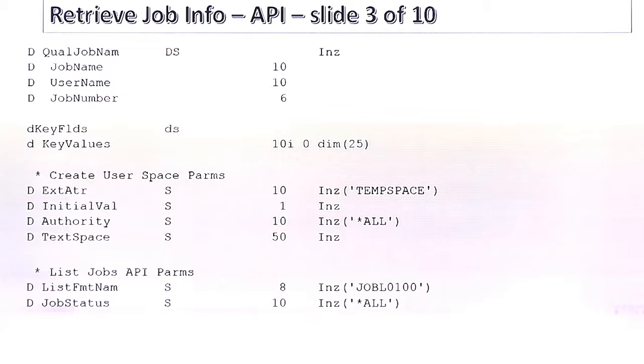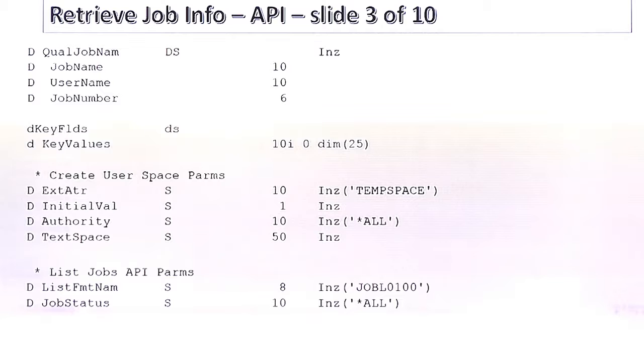And I'm using a user space. Everybody familiar with user space? Okay. So I'm using a user space to collect the data into. So if this job is ran 3 times and canceled 3 times, I need that space because it'll hold multiple pieces of information. Okay?